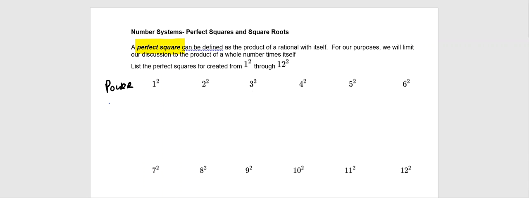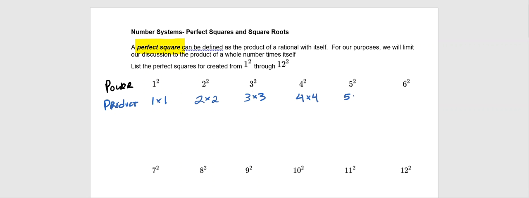The purpose of a power is to allow us to repeatedly multiply, and we can see that by way of writing the power as a product. The product is going to be nothing more than writing it as repeated multiplication, 1 times 1. Because that's what 1 squared tells us to do. 2 squared tells us to take 2 and multiply it by itself. 3 squared asks us to multiply 3 by itself, so 3 times 3. 4 squared, multiply it by itself is 4 times 4.